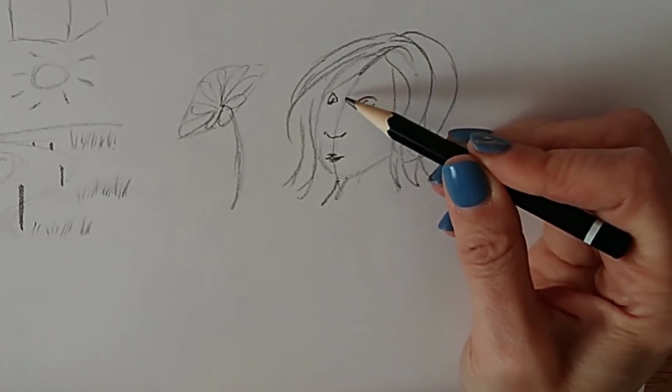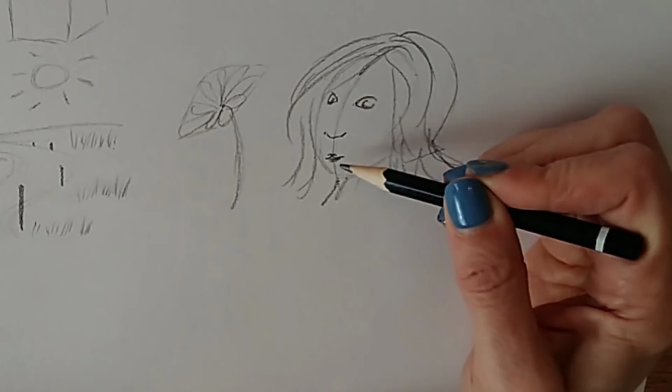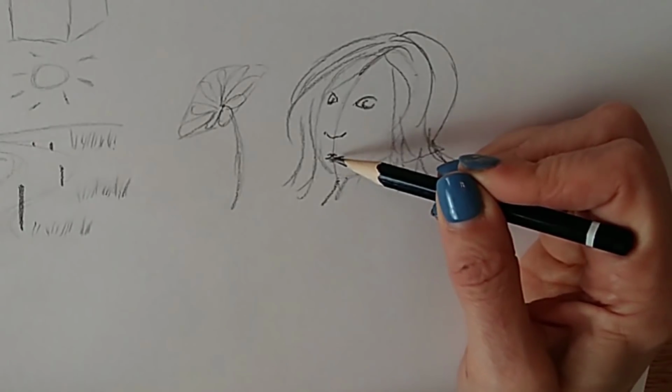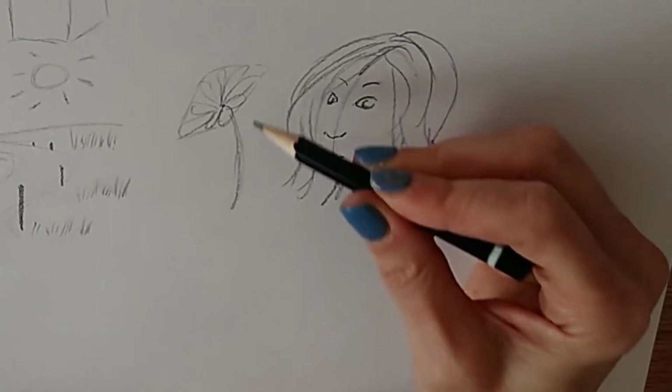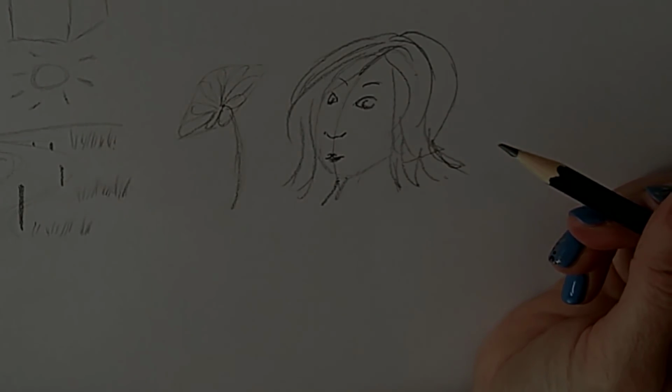But by finding this center line, remember, look for the bridge of the nose, look for the center of the lips. Those are the easiest points to find. You can now draw a face or a flower that's facing to the side.